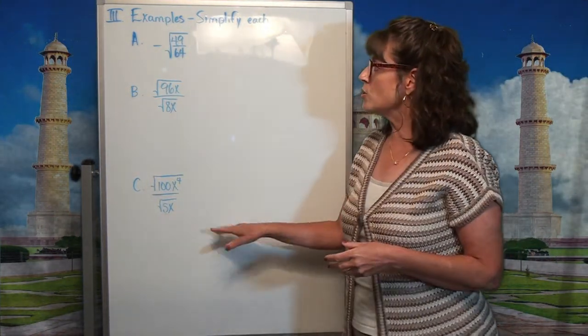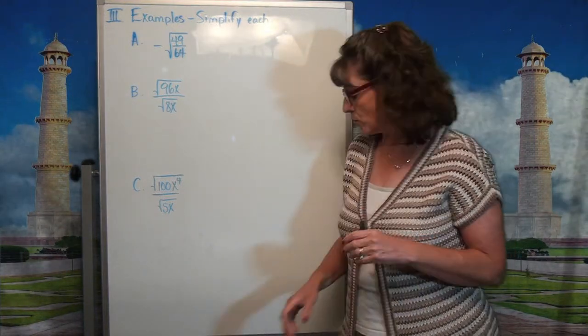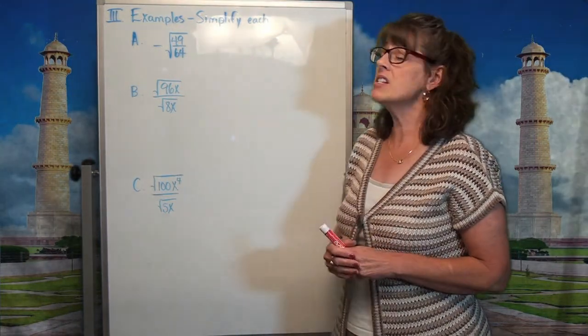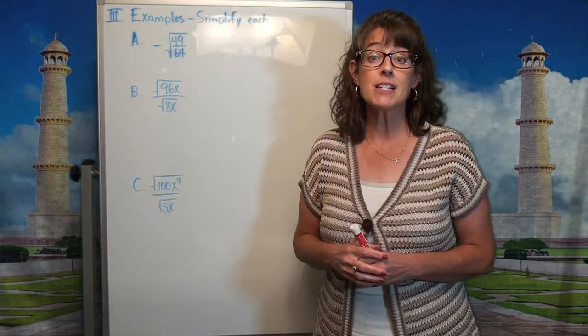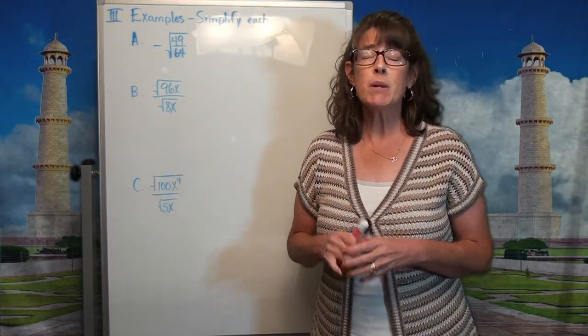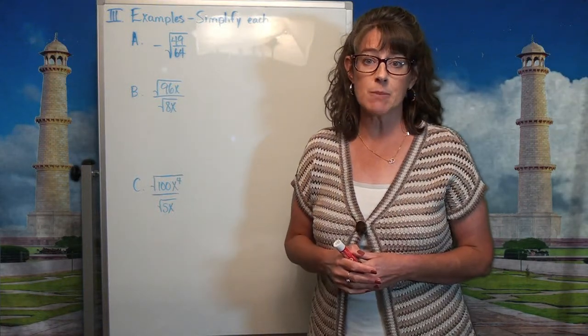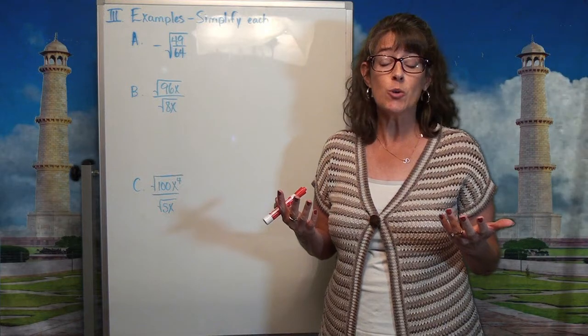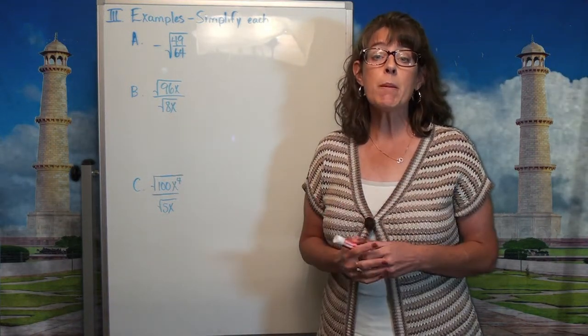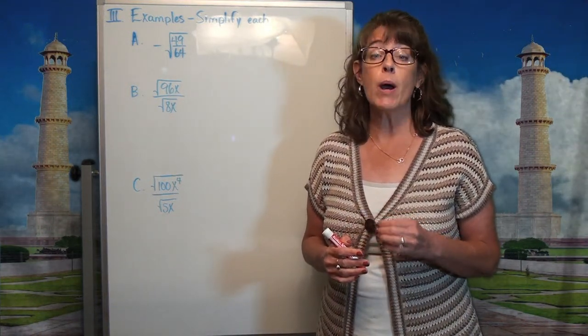So let's take a look at these three examples utilizing that quotient rule. Notice in this example, according to what I see, I would take the 49, I would divide it by 64 first. But if I do that, I'm going to get some crazy messed up decimal, and I'm going to try to take the square root of that crazy messed up decimal. I can't do that in my head. But this is where my quotient rule is so helpful.